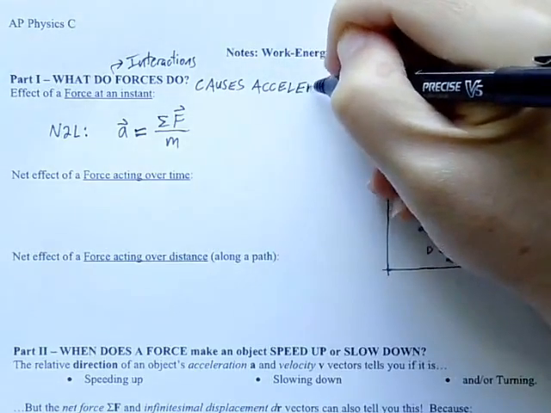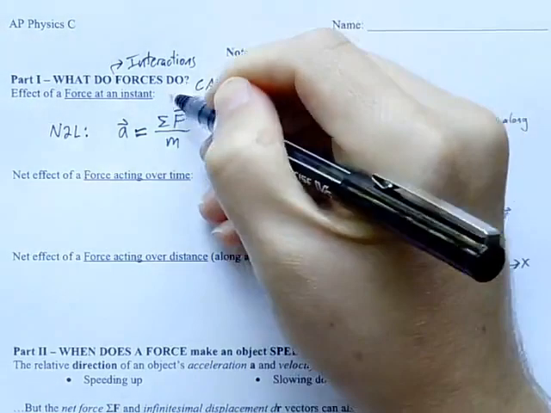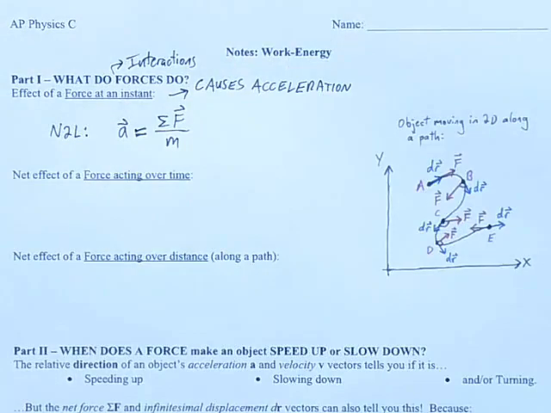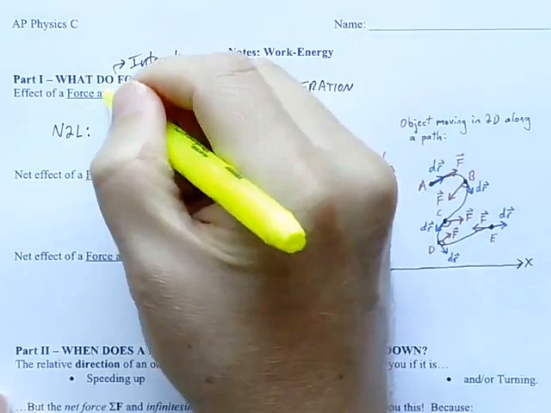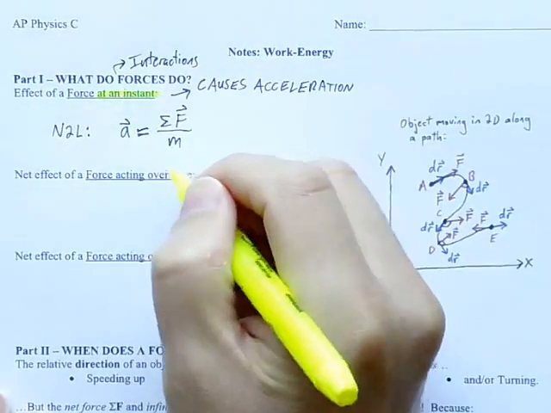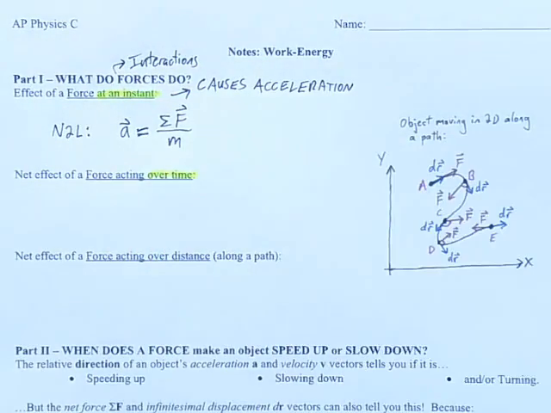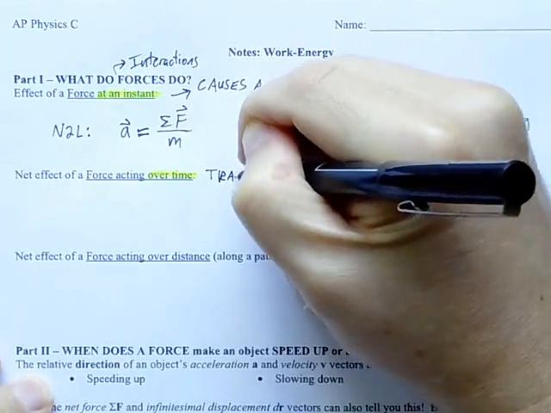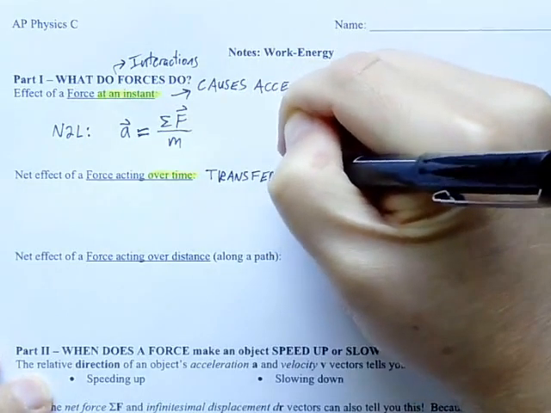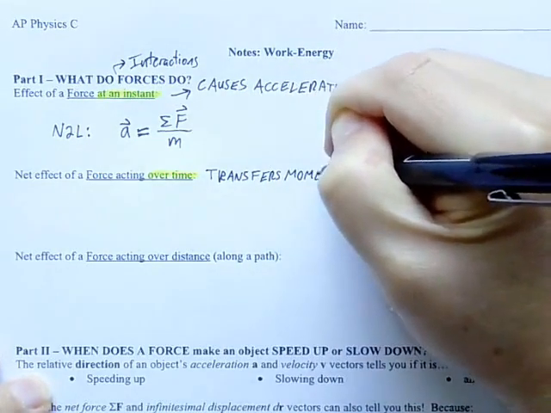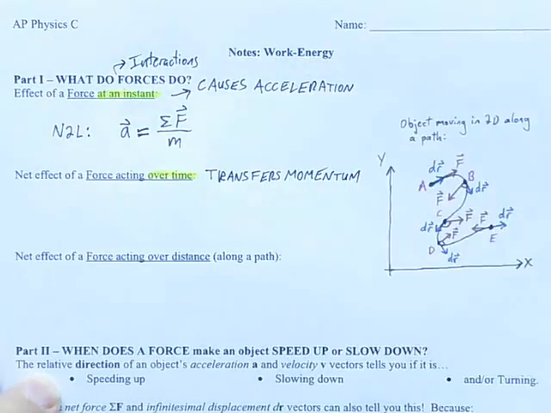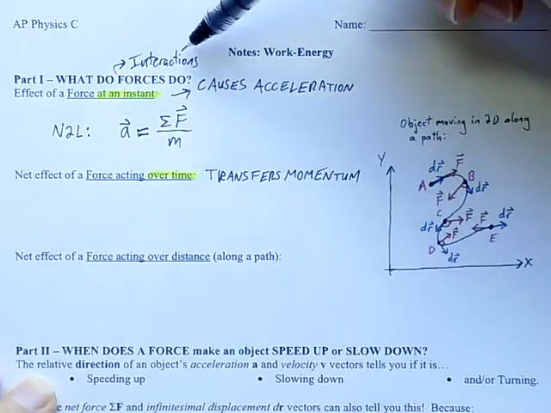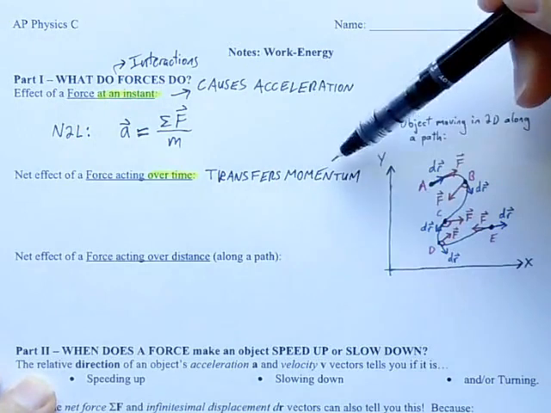So the instantaneous effect of a net force is to cause an object to accelerate. However, when a force acts over time, this cumulative effect of a force over time, we've seen, results in a transfer of momentum. A force acting over time on an object transfers momentum. So interactions cause acceleration. Interactions also result in momentum transfer.